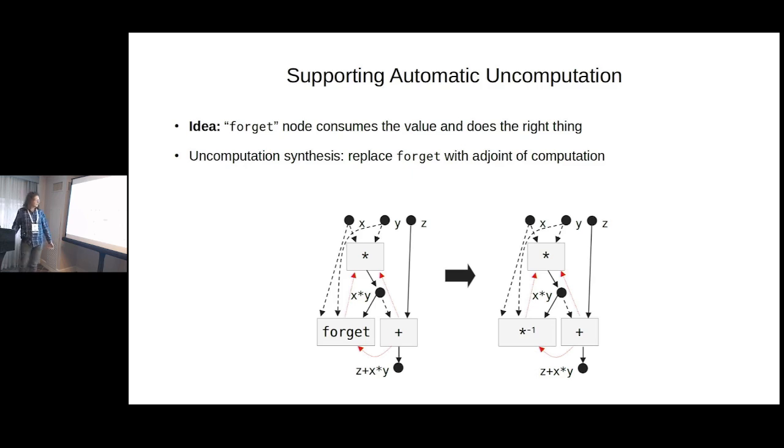Dependencies are also a bit interesting. Here we have again the dependency from plus to the multiplication. We have a dependency that forget must happen after the multiplication, but because forget consumes x times y and plus borrows it, we must also have a dependency which says that the addition must happen after the forget. The exact same dependencies are present after the uncomputation has been made explicit. This transformation is necessary if you want to run the program on a quantum computer, because we can't give forget to a quantum computer, but we can give it a circuit.